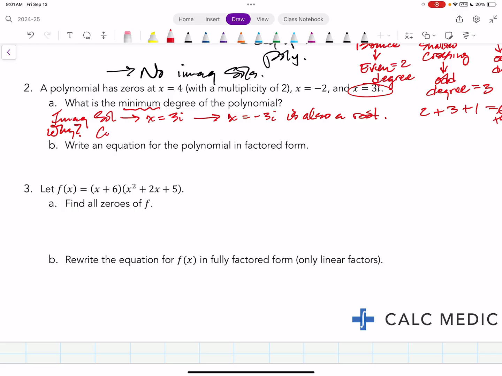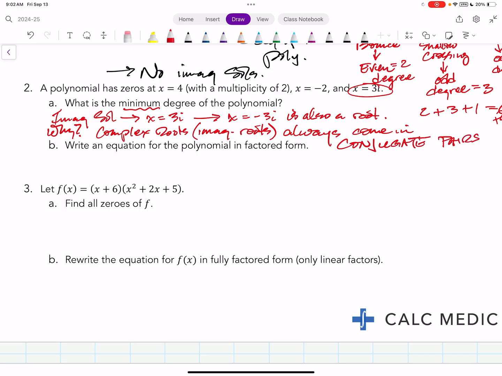So complex roots, which are called imaginary, always come in what are called conjugates. Let's focus on our new word here, conjugate pairs. Now, what are conjugate pairs? Well, in Algebra 2, you know that the general form of a complex number is a plus bi, and its conjugate is a minus bi. These are called conjugate pairs.